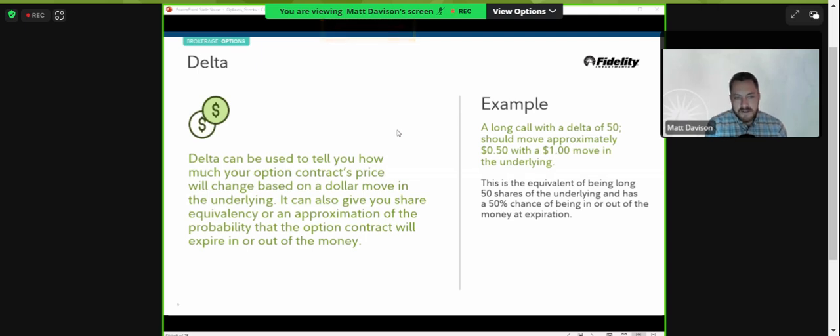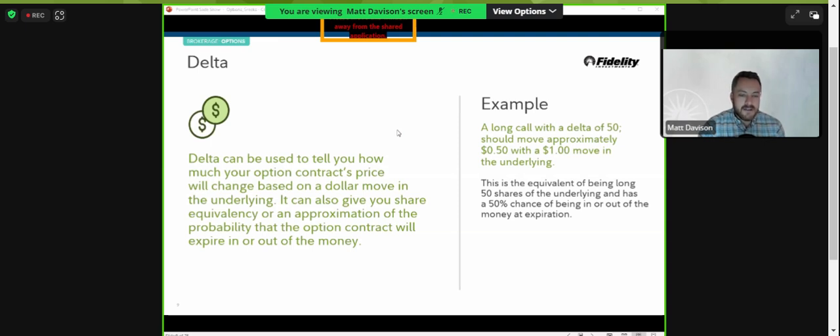So if you're buying a 50 delta, it could be thought of like you're buying 50 shares of that underlying stock. As we increase the delta, it's like we're buying more shares. As we decrease it, it's like we're buying less. Now, there's a trade-off here.